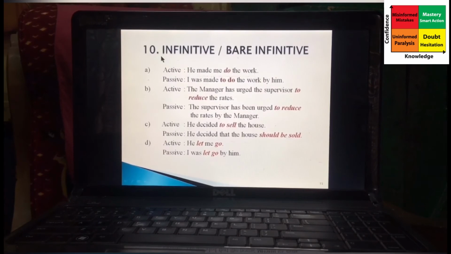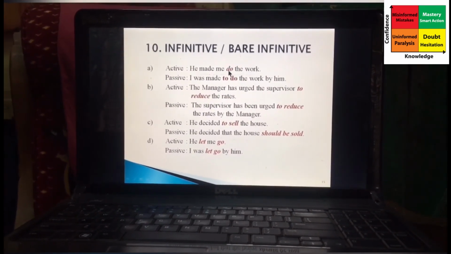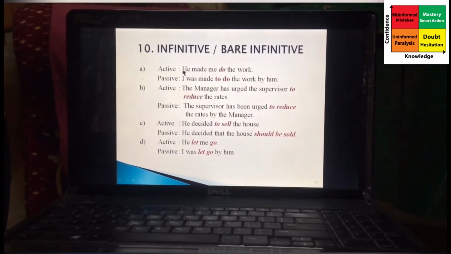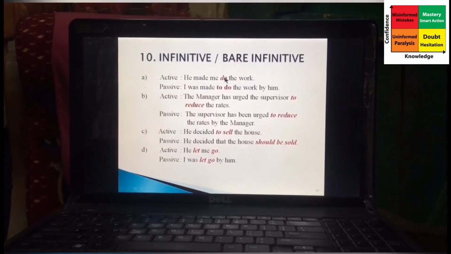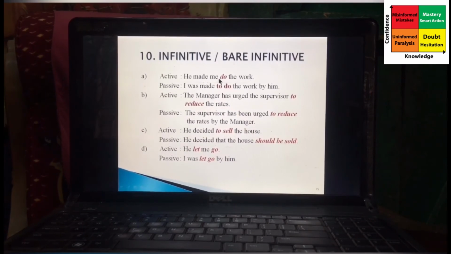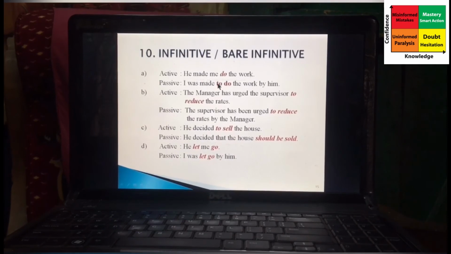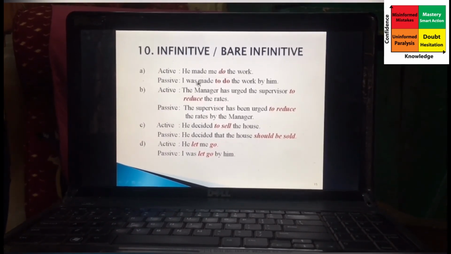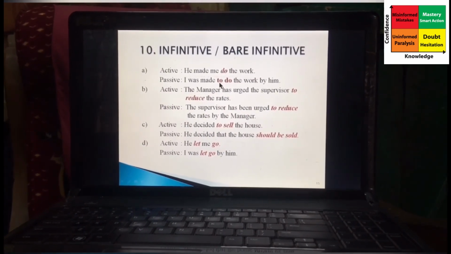And at last, infinitive. We know to plus verb is called an infinitive. Sometimes to is omitted. We don't get to, but there is a to in meaning here. So: he made me do the work. To do the passive, we have to bring to. We are not getting to here because in causative we don't use to. But in passive form we have to use to. Like me has become I. Then the past form was made, and we have to use to do. Made to do work by him.